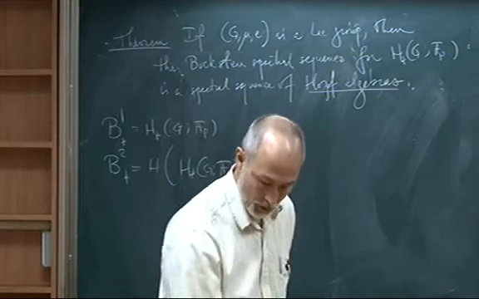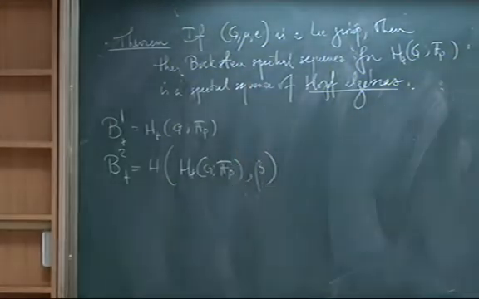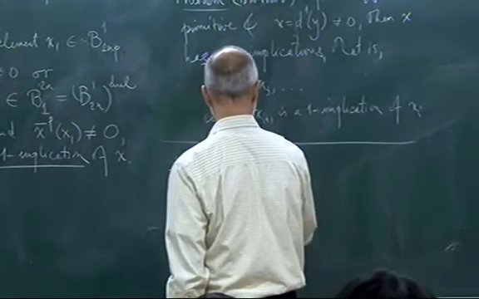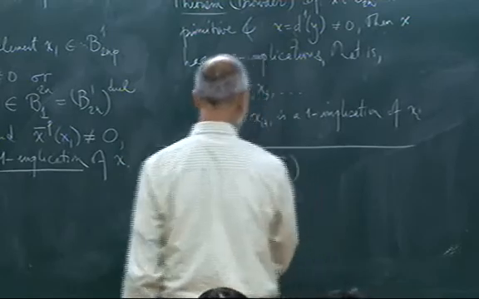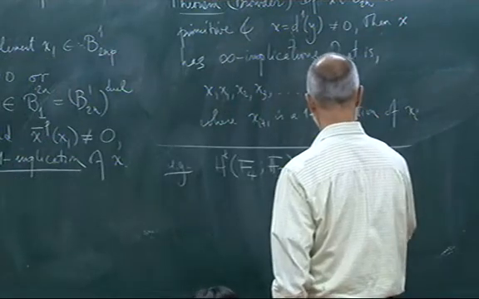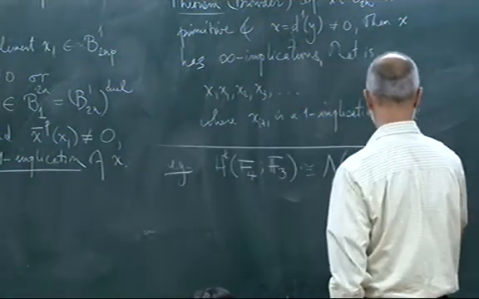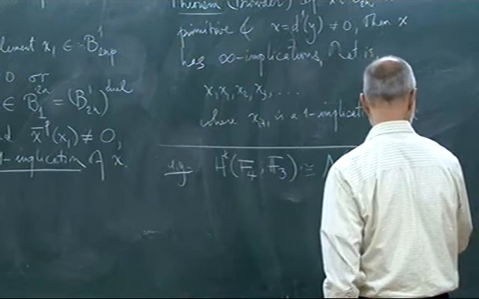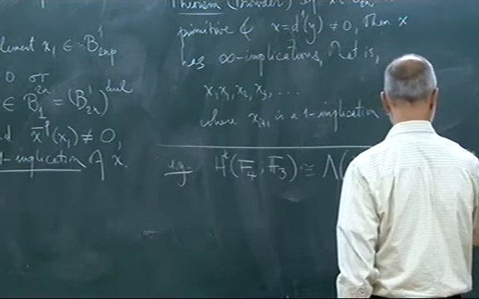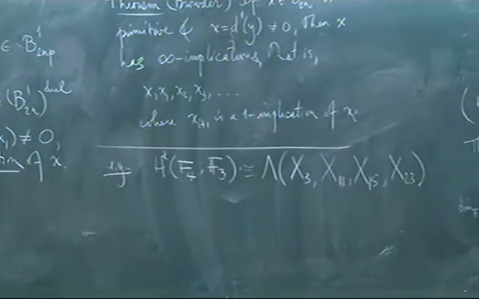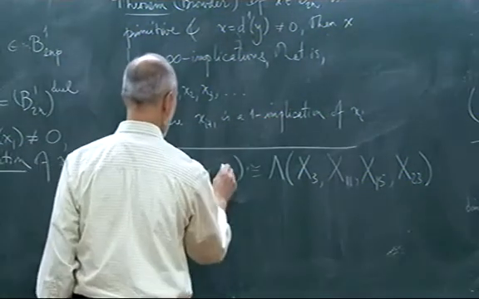So let's take an example here. If I look at the cohomology of the exceptional group F4 with mod 3 coefficients, this is an exterior algebra on X3, X11, X15, and X23. Oops, that's the rational. Sorry, that's the rational cohomology.